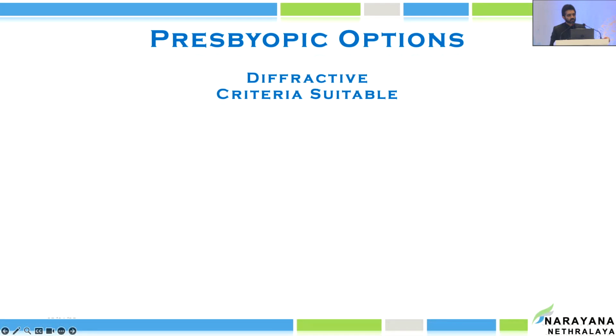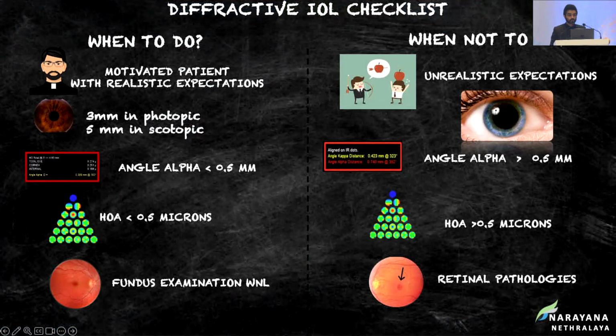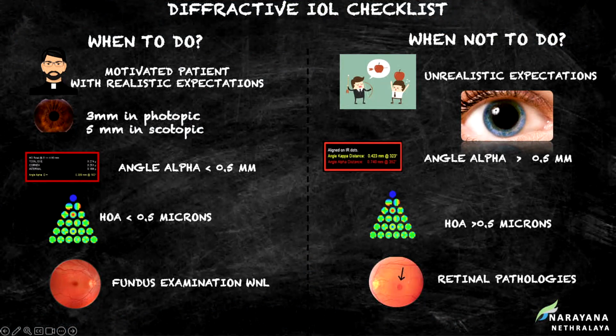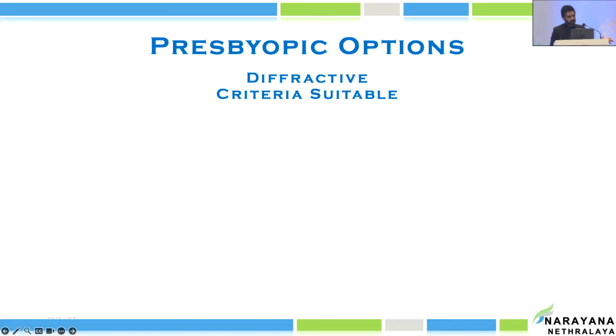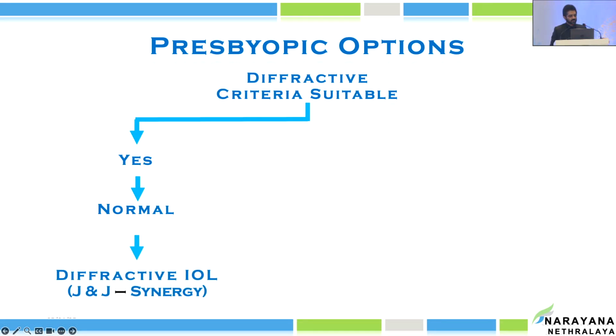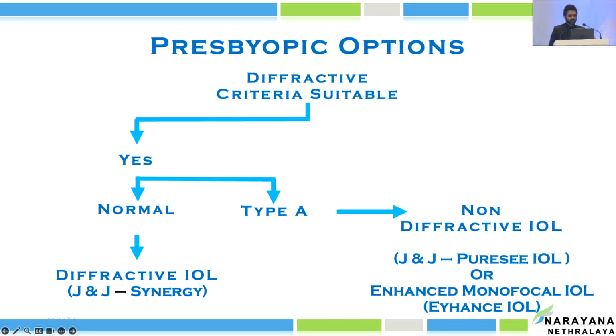So if a patient wants a presbyopic option, first I see if the patient is suitable for a diffractive IOL. This is a simple criteria which we follow. If the patient is suitable for a diffractive IOL and is not a type A personality or a negative character, then we go ahead with a diffractive IOL like Synergy or any other diffractive IOL. But if the patient is a type A or a very negative personality, then you push towards a non-diffractive IOL like the PCIOL, which, as you've seen from the data from all three speakers, behaves so much like a monofocal.